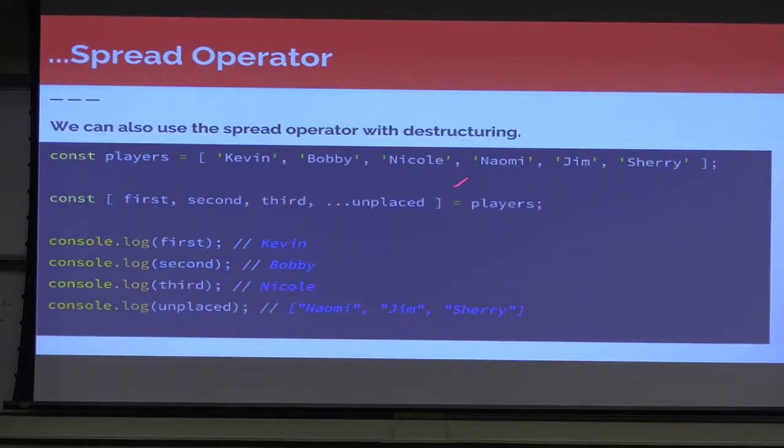You can also use the spread operator with destructuring, which is amazing. So here's an example. We have players: Kevin, Bobby, Nicole, Naomi, Jim, Sherry. This is the order that they placed. And most of the time you care mostly about first, second, and third place, so you can place those players. And the rest of them are just going to go into unplaced. So what that does is that's going to make Kevin first, Bobby second, Nicole third, and unplaced is going to be all the rest of them there.